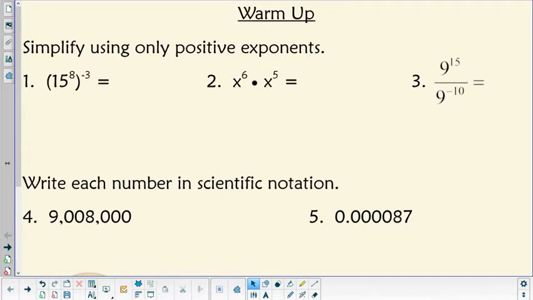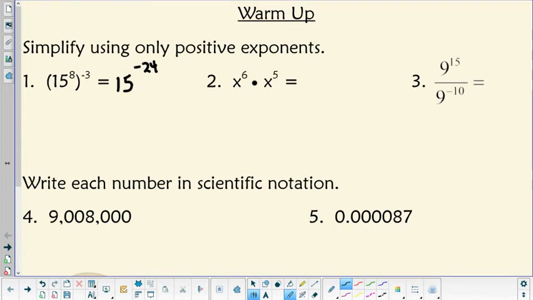Okay, our first one, simplify using only positive exponents. So if we look at our very first problem, we see this is the power rule. We have something raised to a power, raised to another power. And that power rule tells us we need to multiply our exponents. So in this case, our base is still going to be 15, but 8 times negative 3 gives me negative 24. The only problem with that is we're not allowed to have negative exponents. It says use positive exponents.